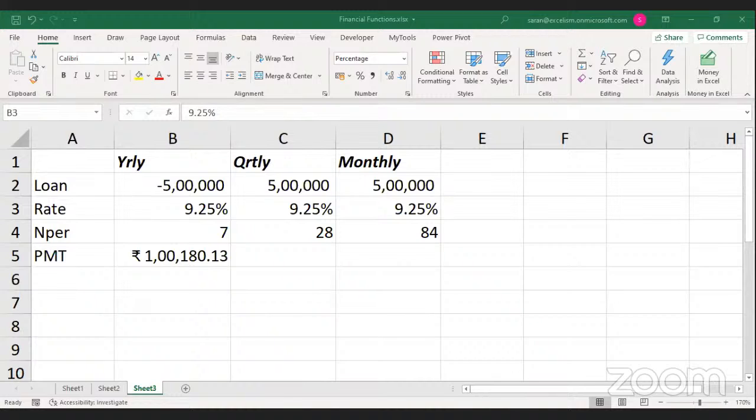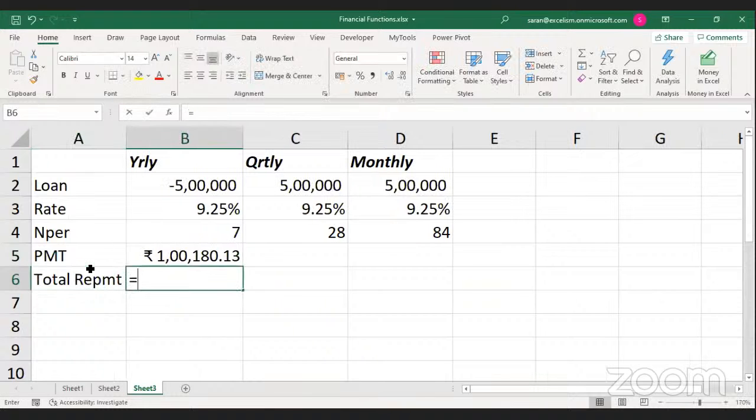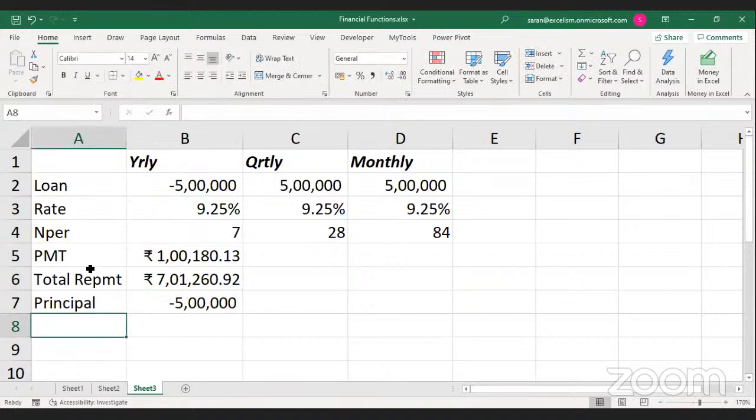Okay. So please explain the yearly concept again. It's simple. The payment which goes out of the pocket every year is 1,180,000. So for 7 years, the total repayment, let me put it this way: total repayment. How much is the total repayment? Simple. This into this. So out of which, what is the principal? Simple. This is the principal.